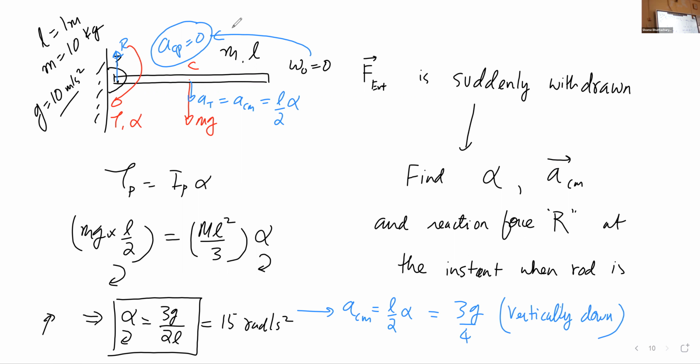So from that we can now calculate how much the reaction force will be, because net force is equal to mass into acceleration of center of mass. So net force is how much? mg minus R.